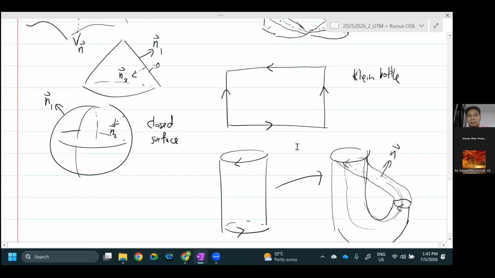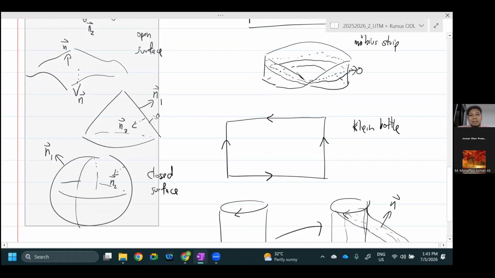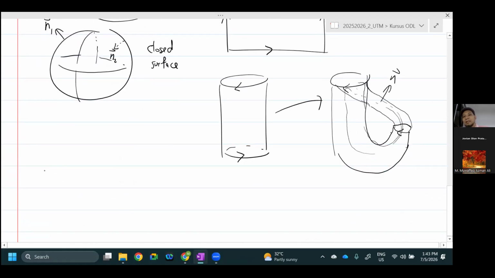So just to share with you, this non-orientable, because most of the time here we do not care about this non-orientable part, no? So we care only about these orientable surfaces. Okay. Baik. So that's a little bit on the surfaces that we are going to deal with. So we always have orientable surfaces.